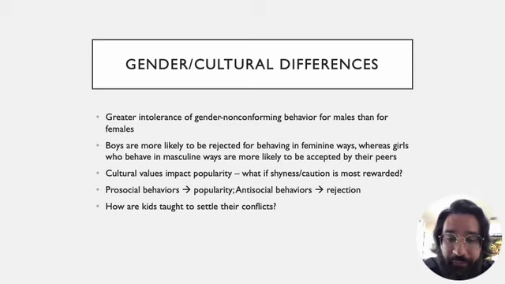Cultural values impact popularity. What does a society value, right? What if shyness or caution is a valuable cultural asset, right? In more reserved sorts of cultures, being too outgoing or too loud might actually be considered a negative trait. Pro-social behaviors typically associated with popularity, antisocial behaviors typically associated with rejection. And this idea of how are kids taught to settle their conflicts? How does the culture support conflict resolution? And this is kind of like developing emotional literacy, right? Being able to share and express feelings, perspective taking, being able to collaborate on a solution together, right? How is that being taught and facilitated at home and at school is an important assessment question.